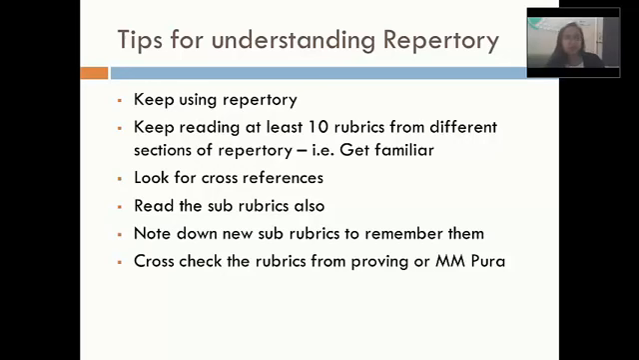Read the sub rubrics also. So whenever I'm using a chief rubric, main rubric, I would definitely read the sub rubrics, even if that is not applicable for my case. In this way I can increase my knowledge of sub rubrics and using the rubric. Also you can note down new sub rubrics to remember them. You can note down in your notepad in the computer. You can make some notebook and just cross check the rubrics from proving or materia medica pura if you want to be 200-300% sure about your final remedy. You can cross check the rubrics.